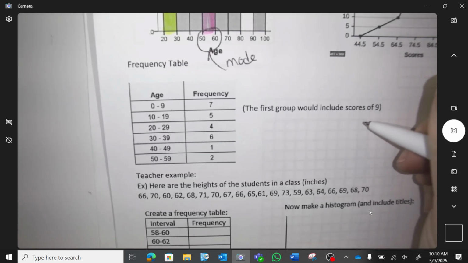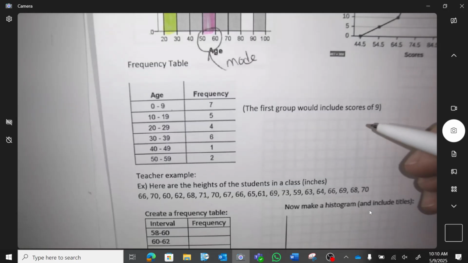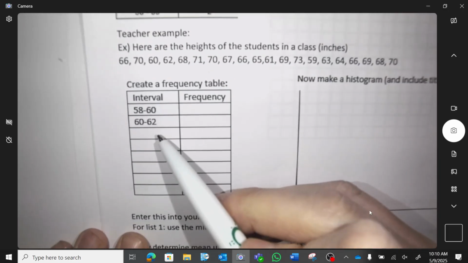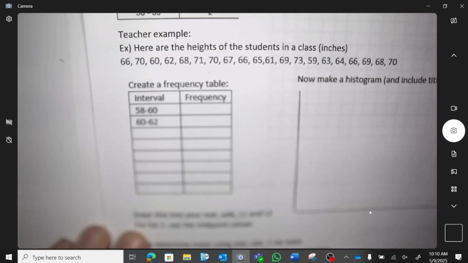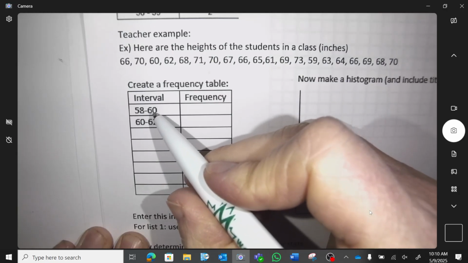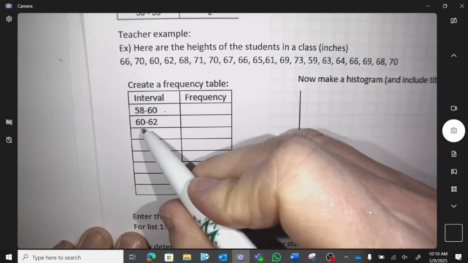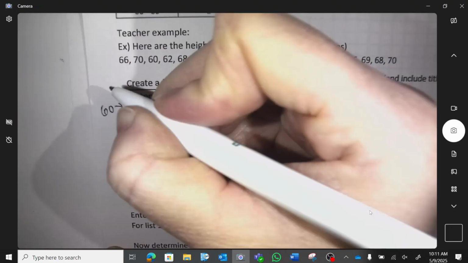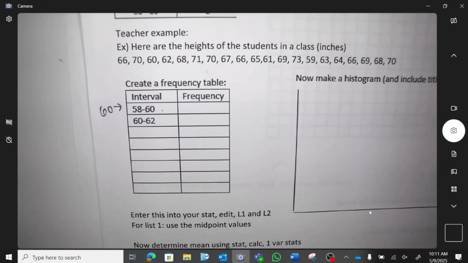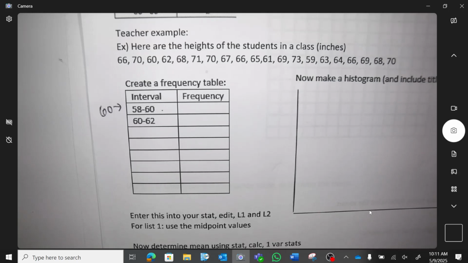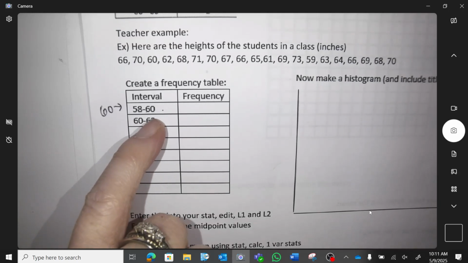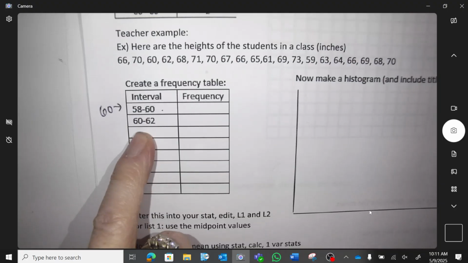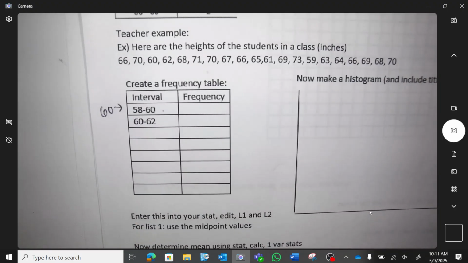So when you have a score, if you notice here on this interval, I always get confused by this: 58 to 60 and then 60 to 62. I always get confused about where I should put 60. If you see a 60, it would go in the lower one. It'd be like 58 to 60, and this would be 60.01 to 62.